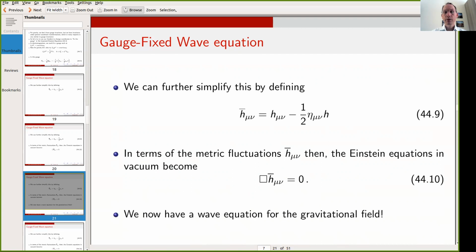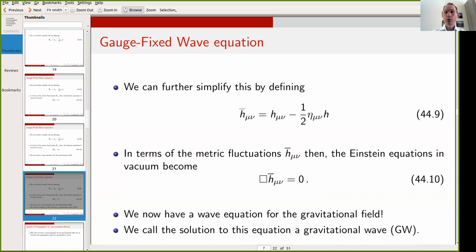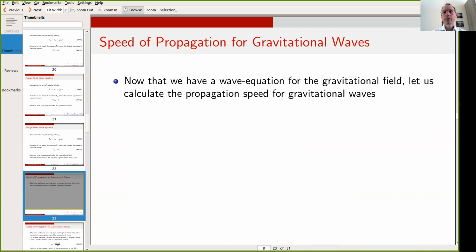So once we have gauge fixed, we find that the gravitational field obeys a wave equation. The wave equation looks very similar to the one in electromagnetism, and we basically have a gravitational wave. Now that we have an equation for the gravitational field fluctuation, we can use this to calculate the speed with which gravitational waves propagate in empty space.